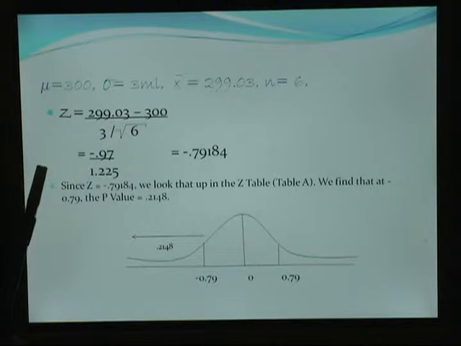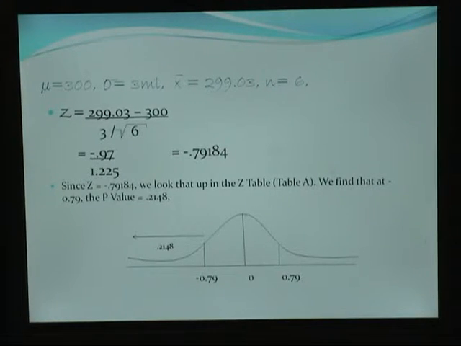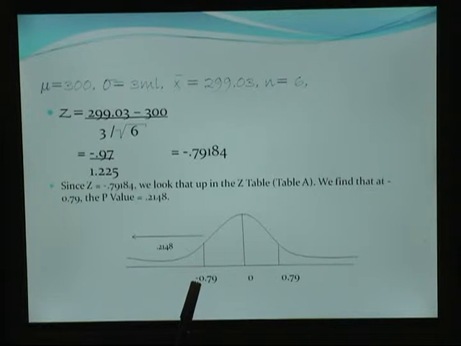Since Z equals negative 0.79184, we look that up in Table A, which has all the Z values. This will give us our p-value, which equals 0.2148. And because we're testing mu less than 300, we're going to do less than the given Z value. Our Z value is negative 0.79, and we're testing everything less than that. Our p-value again equals 0.2148.